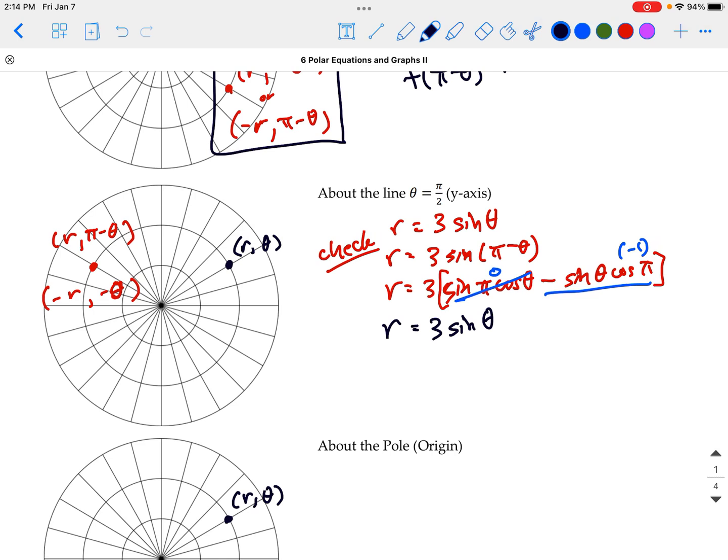And what that means is that these are equivalent expressions, which means they're on the same curve. So again, our starting point is to do the substitution. So in this case, r remains the same, but the angle becomes pi minus theta. But what we notice is that we still get the same calculation out at the end as our original given equation.